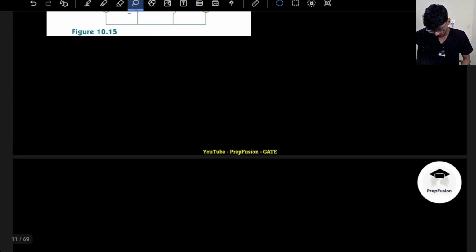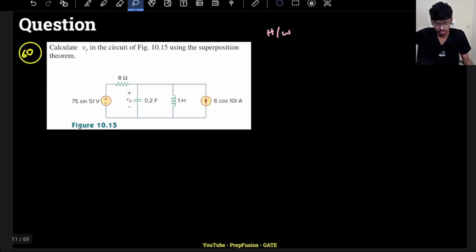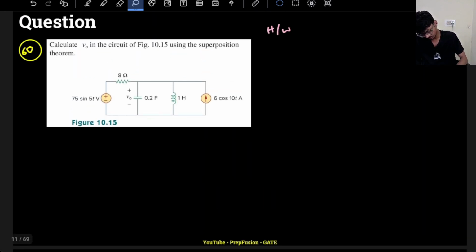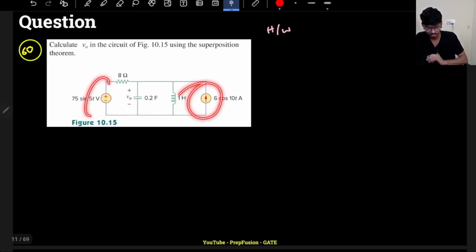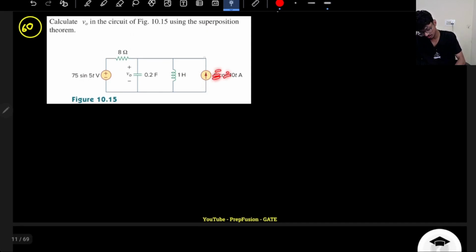Now let's move on to this next question. So this question is also pretty simple. You just have to use the superposition theorem, right? So first I will calculate for this voltage source, make the effect of this current source to be 0. So how do you remove the current source? You make it open circuit. Because I have to make the I equal to 0, I equal to 0 means open circuit.